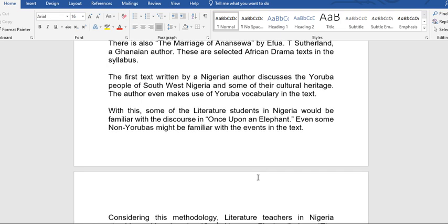The first text, written by a Nigerian author, discusses the Yoruba people of southwest Nigeria and some of their cultural heritage. The author even makes use of Yoruba vocabulary in the text. With this, some of the literature students in Nigeria will be familiar with the discourse in Once Upon an Elephant. Even some non-Yorubas might be familiar with the events in the text.